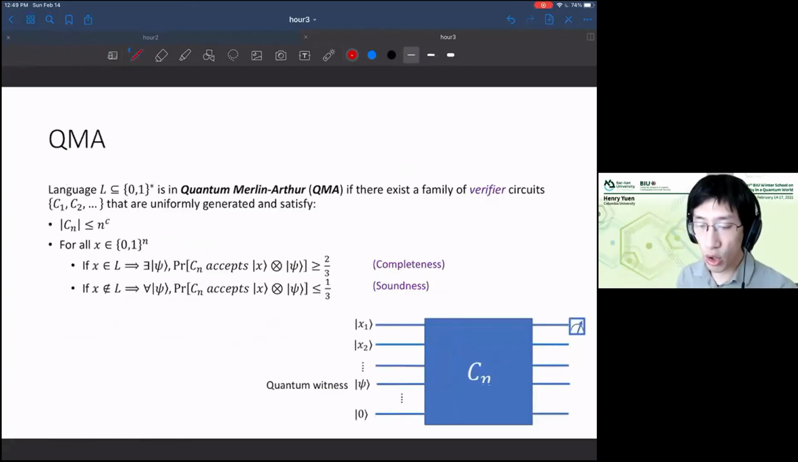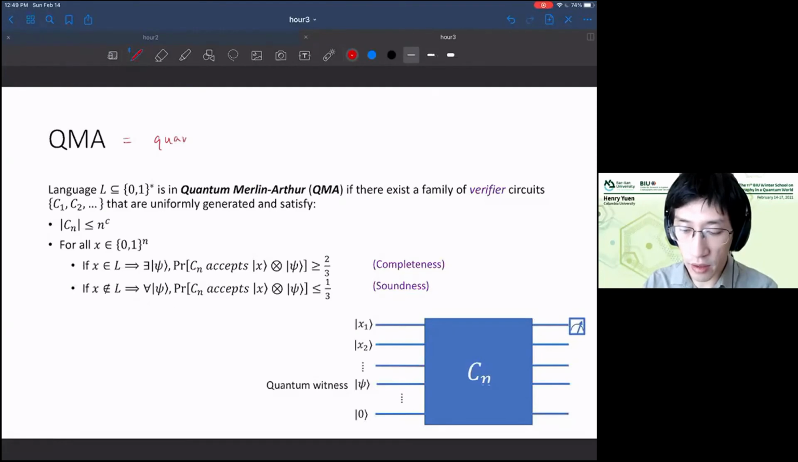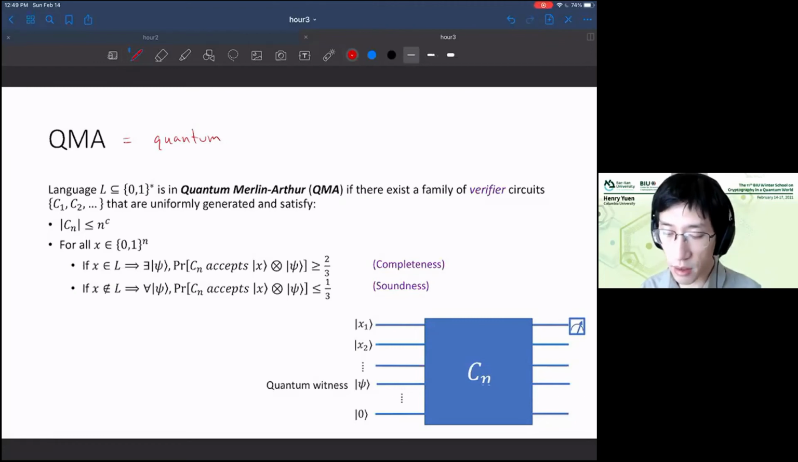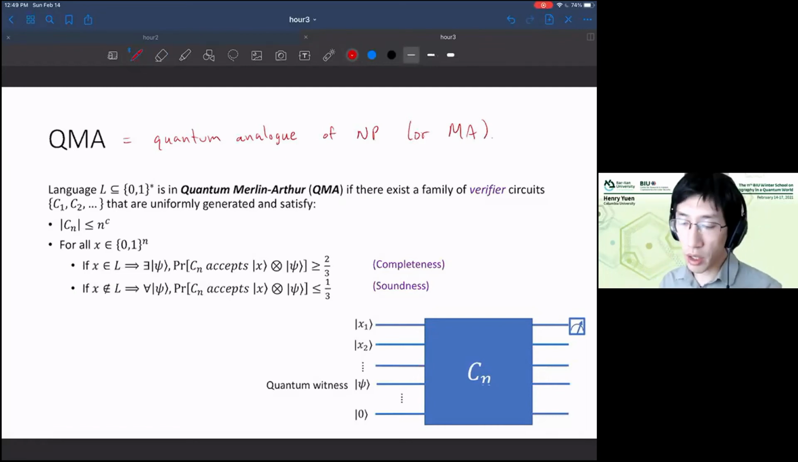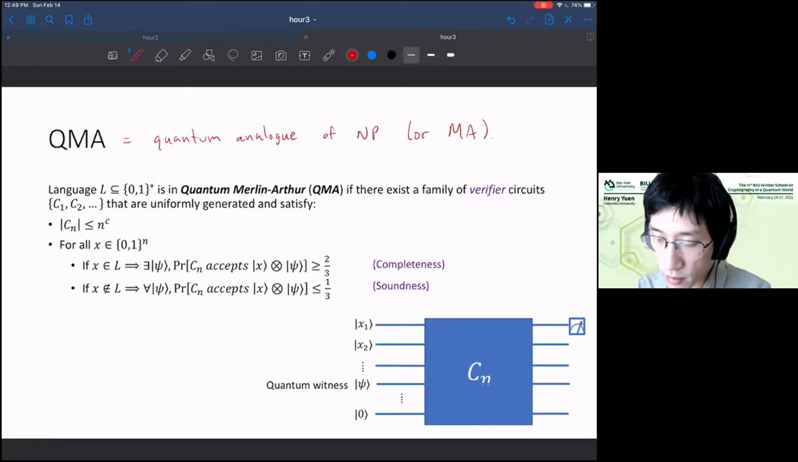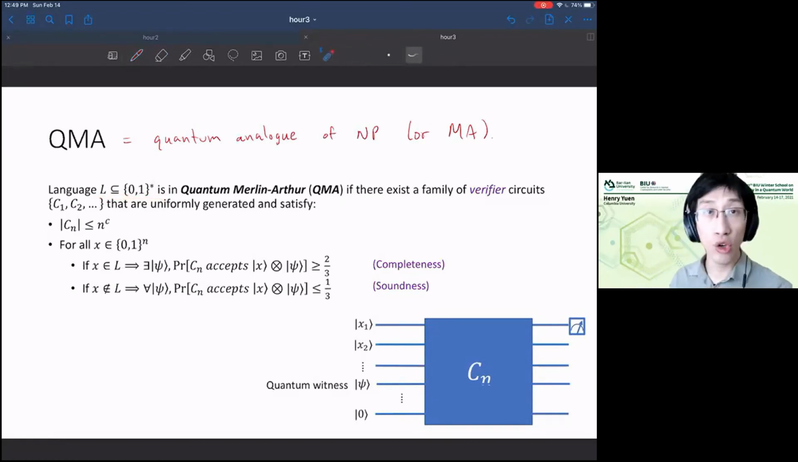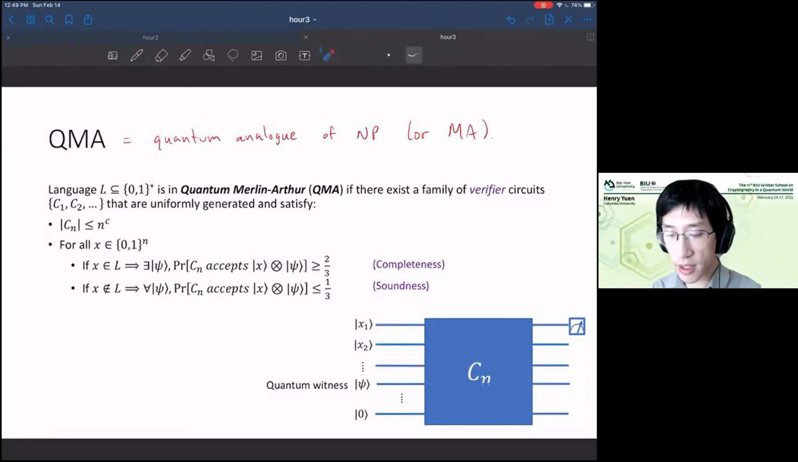Let me turn to QMA, which is the quantum analog of NP. Or, actually, a better way to put it is a quantum analog of the class MA. QMA stands for Quantum Merlin Arthur. A language L is in QMA if there's a family of verifier circuits C1, C2, and so on, that are uniformly generated and have polynomial size.